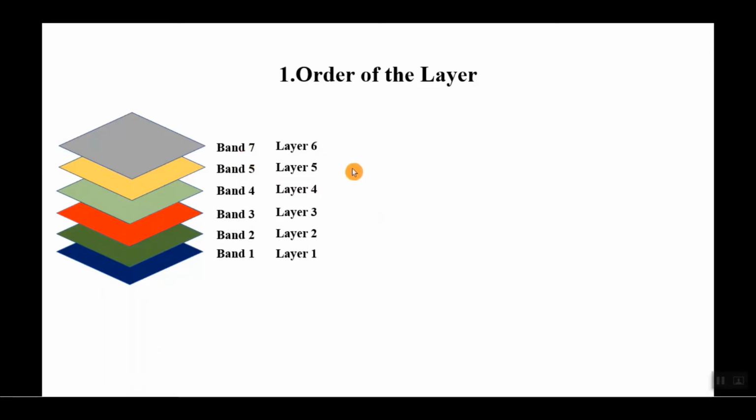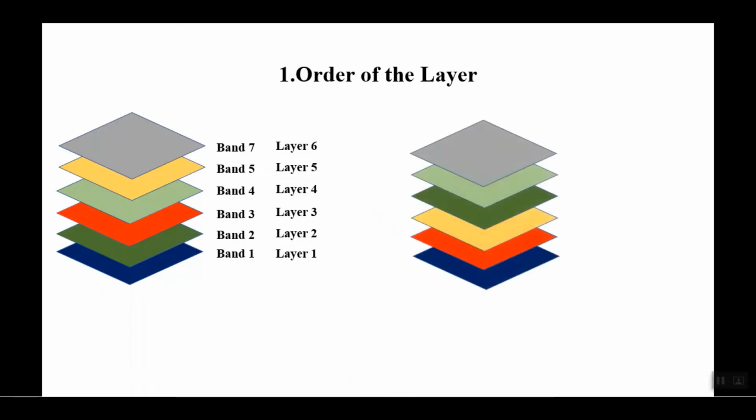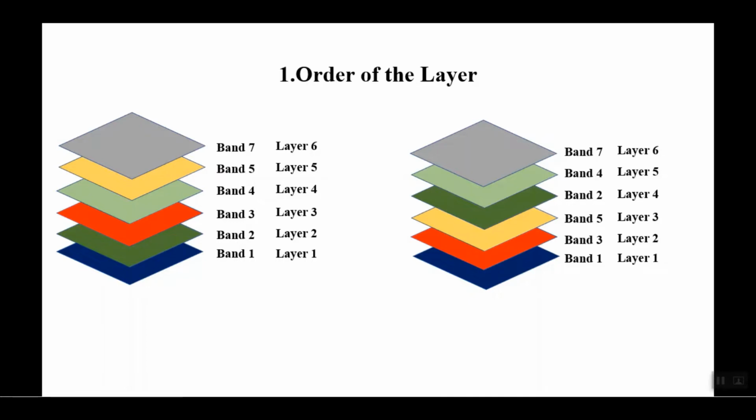I have another combination of layer stacking, where I stack the image as band 1 as layer 1, band 3 as layer 2, band 5 as layer 3, band 2 as layer 4, band 4 as layer 5 and band 7 as layer 6. I have two sets of layer stacking, one this and the other this. So if you don't know the order of the bands which you have stacked, you are unable to predict the order of the bands when applying different band combinations.